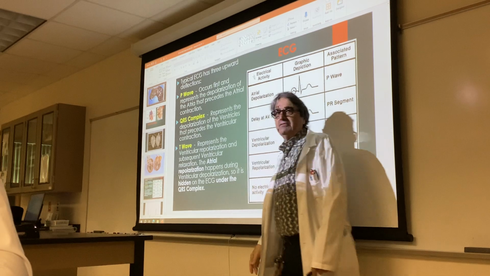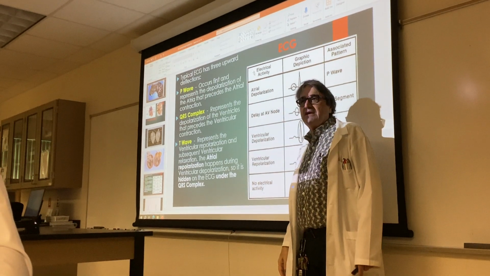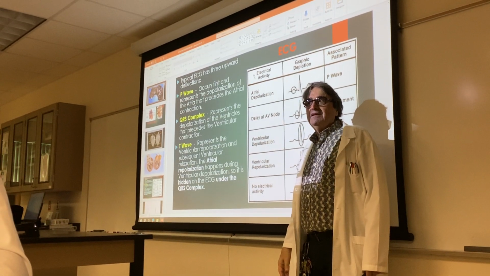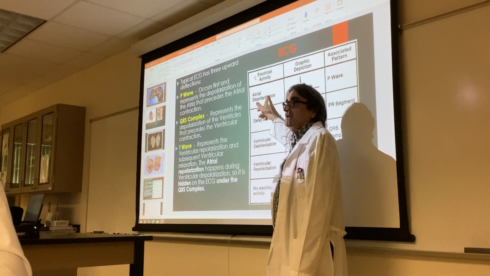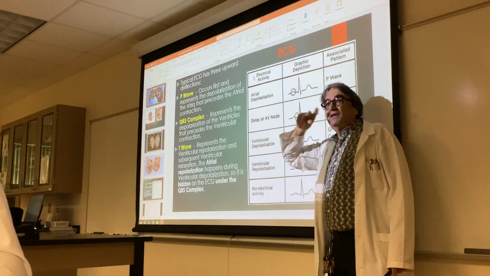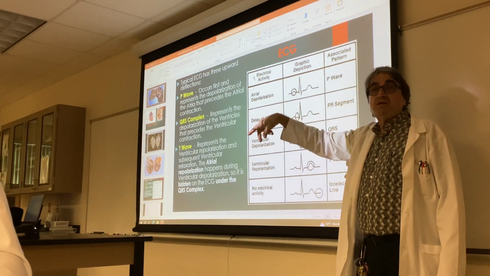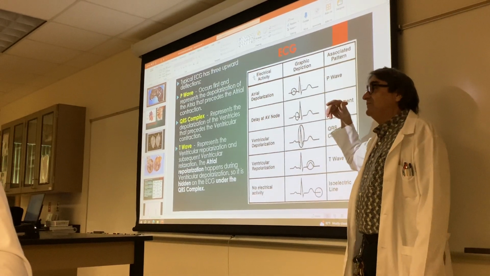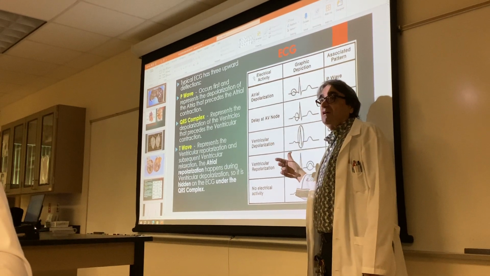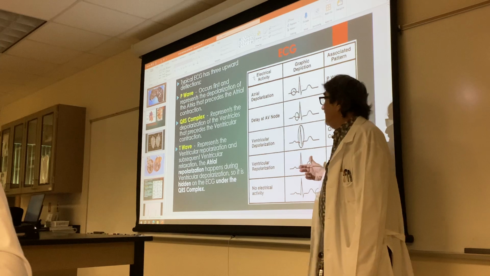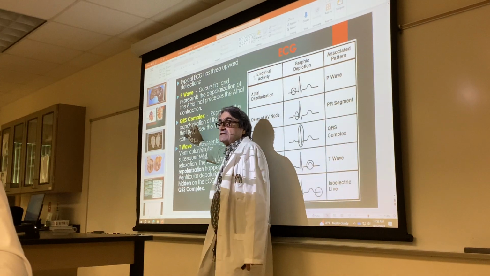The SA node, right? And what does the SA node do? It depolarizes the atria. So that's what the P wave is, this atrial depolarization. Well, what does that go to? That goes to the AV node, which goes to the bundle branches and Purkinje fibers and bundle of His, right? And all of that. And so what does the QRS do? It depolarizes the ventricles. Yeah, and you need to know that because those are the choices on the test.